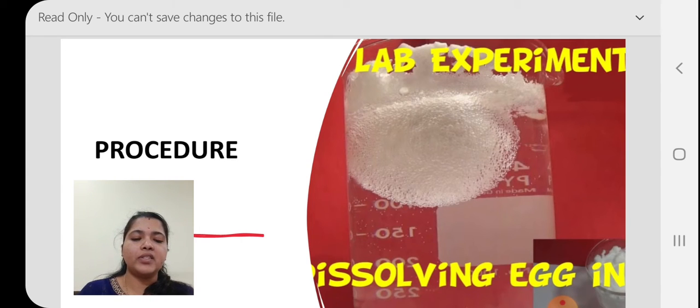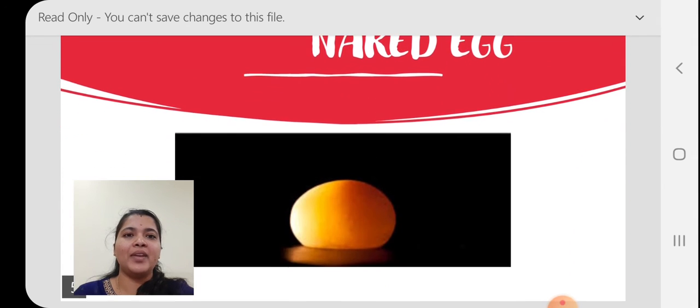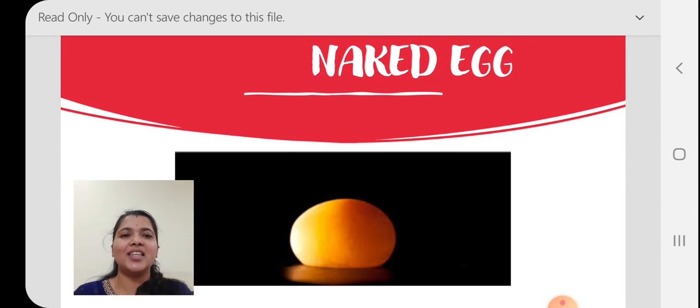Observe what happens. Take out the egg with the help of a tablespoon. When you dissolve the egg in HCl, what happens? The eggshell will ooze out and come out. I will show you. In this way, the egg will become naked. So this is the naked egg, and inside you are able to see the membrane.